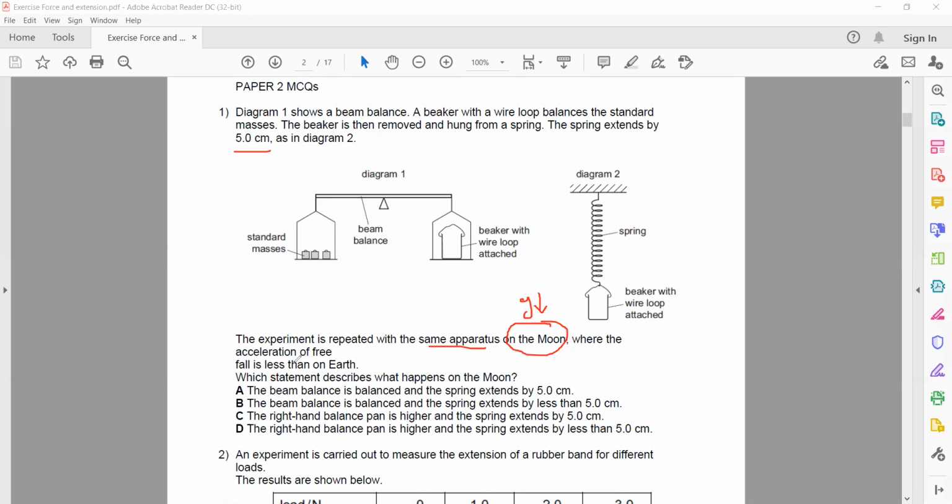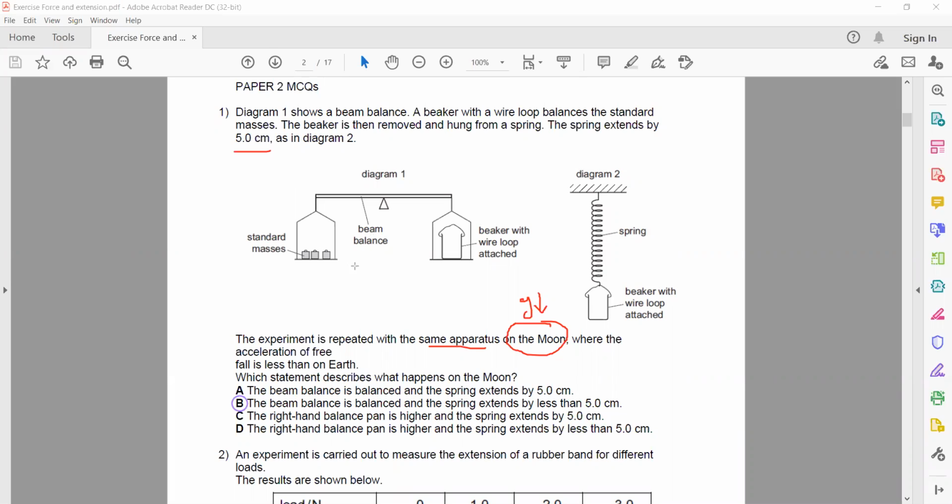Where the acceleration of free fall, or the value of the gravity, is less than Earth, which statement describes what happened on the moon? So what could be the right option? A, B, C or D? A: the beam is balanced and the spring extended by 5 centimeter. B: the beam remained balanced and the spring extended less than 5 centimeter. C: the right hand balance pan is higher and the spring extended less than 5 centimeter. So what could be the right answer?